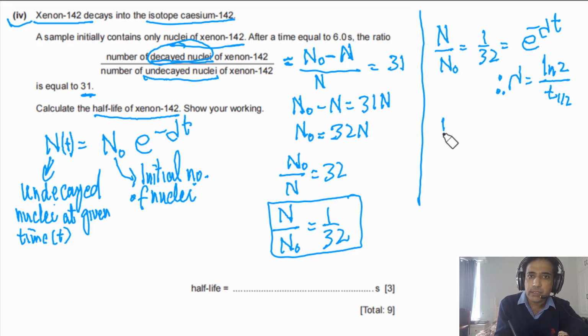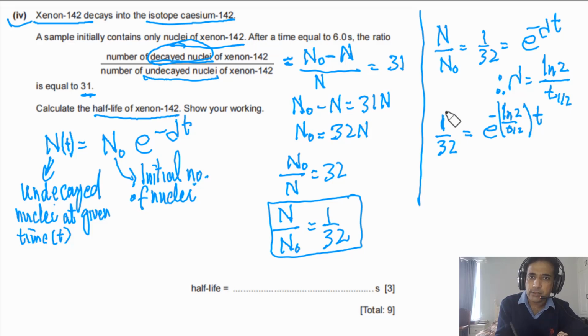So now we can simply say we have 1 over 32, and this is equal to e to the power of, here we have ln 2 divided by the half-life t1 by 2, multiplied by t, and t is the time given, 6 seconds, so here we have negative.